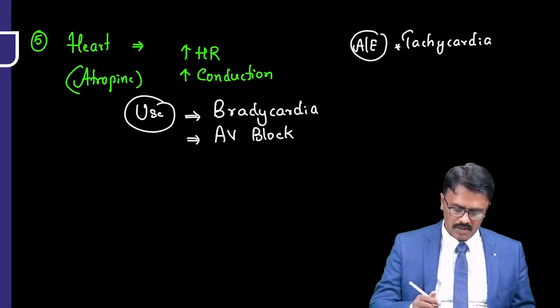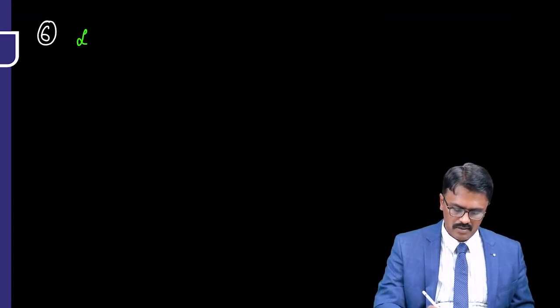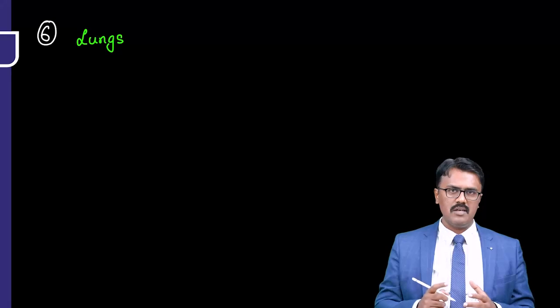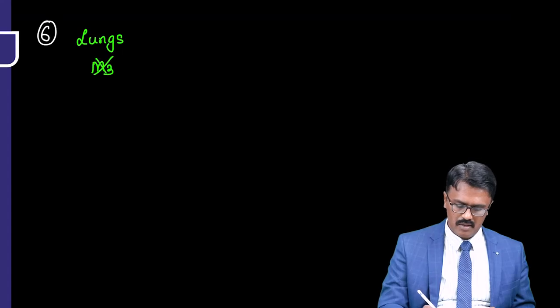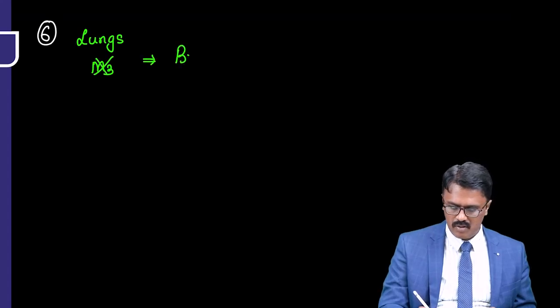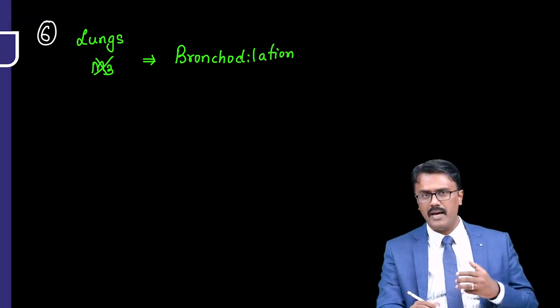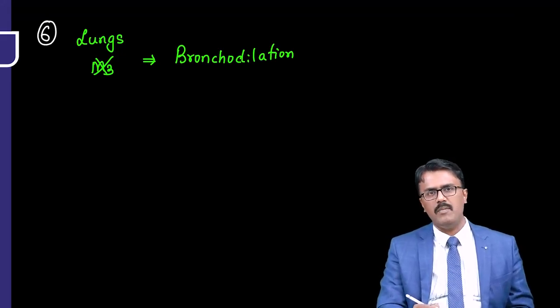Now moving on to the sixth one. So what happens in the lungs? If you remember, cholinergic was bronchoconstrictor. If I block the cholinergic system, particularly if I block M3 in the lung, what you see is the opposite, bronchodilation. Now where do you want to dilate the bronchus? Obviously in the case of COPD and bronchial asthma.